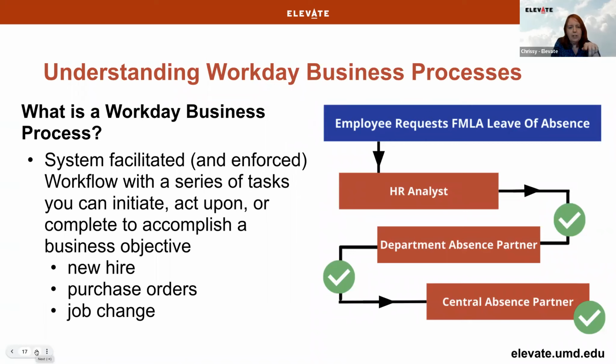When you look here at this sample, it's someone requesting an FMLA. So the employee comes in and says, oh, I need FMLA, please help. There's someone who is in HR who needs to start up that process. Someone else in the department needs to review it, and then it'll go centrally. So basically, that's what a business process is. Series of steps, make sure every T is crossed, I is dotted, so this can happen.